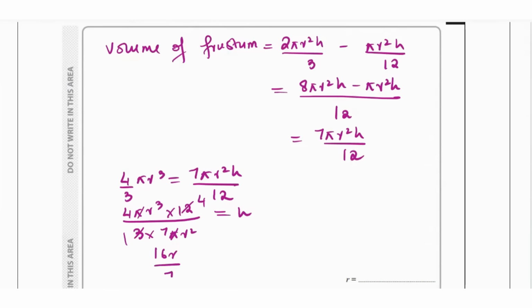(16r over 7). That is what h equals to. The one for r, sorry, so r is going to be 7h over 16. That's your answer.